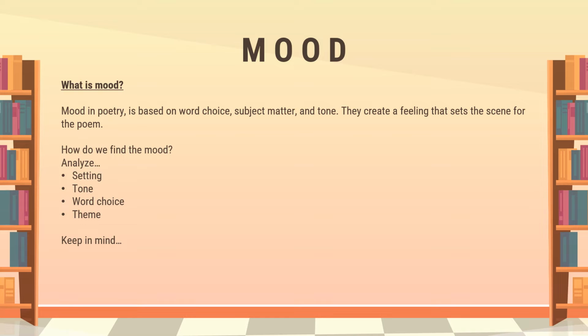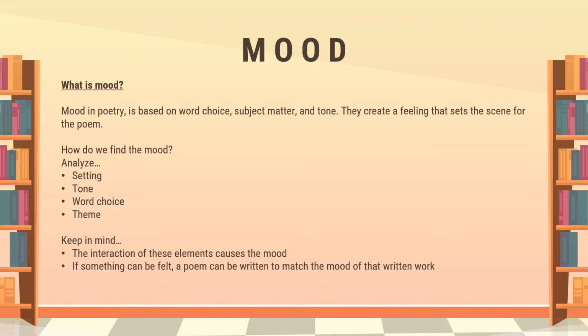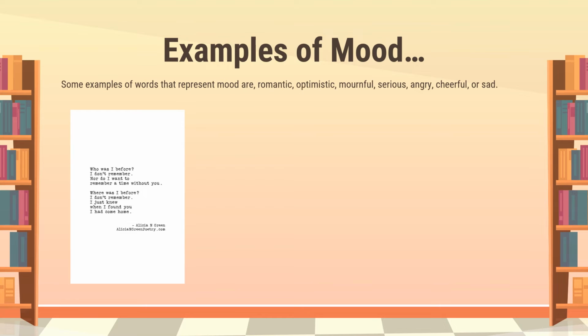There's a few things we want to keep in mind when we're trying to figure out the mood of a poem. One, the interaction of these elements causes the mood. So the setting, the tone, and the word choice all create the feeling that we feel when we read the poem. And if something can be felt, a poem can be written to match the mood of that written work. So say we were sad, we could write a poem to match how we were feeling. Or if we were happy, we could do the same thing. So some examples of words that represent mood are romantic, optimistic, mournful, serious, angry, cheerful, or sad. Some other things could be aggressive or optimistic.